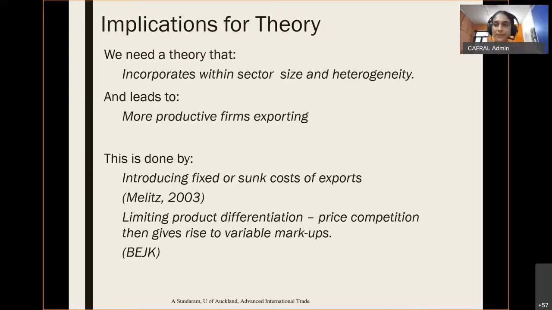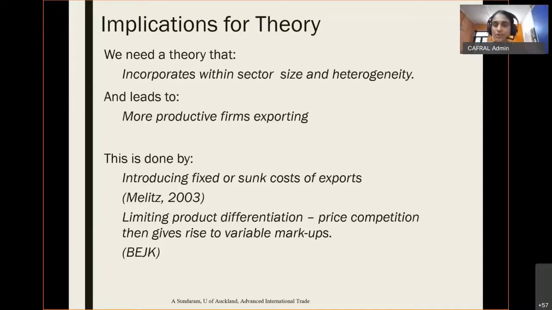Okay, so let me take you to the theory. I'll set it up and then we will close. So we need a theory that incorporates all of this. We need a theory that incorporates within sector heterogeneity, that gives us the result that more productive firms export. And that's what the Melitz model is going to do. It's going to introduce a fixed cost of exporting. It's going to introduce the idea that firms are very different when it comes to productivity levels. And it is going to combine this firm heterogeneity in productivity with the fixed cost of exporting. And that's actually going to generate a lot of the results that we saw in the data.